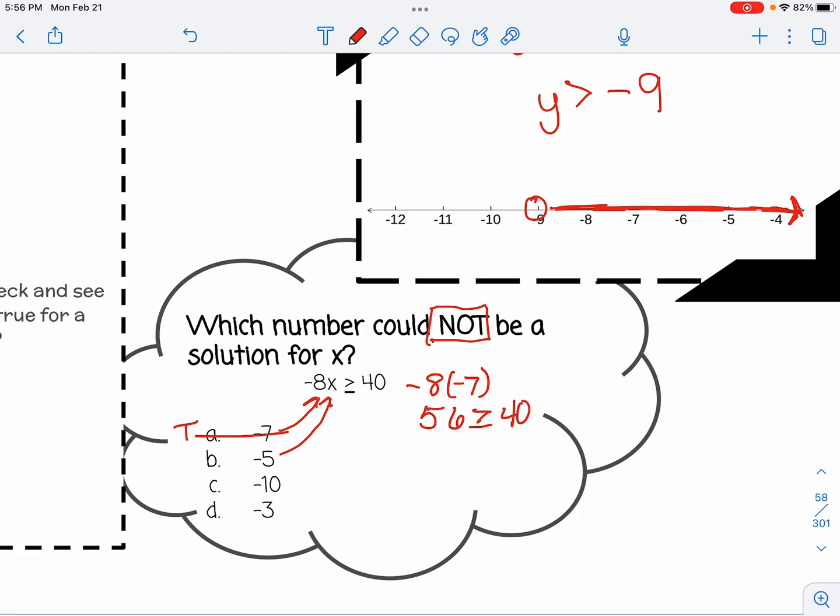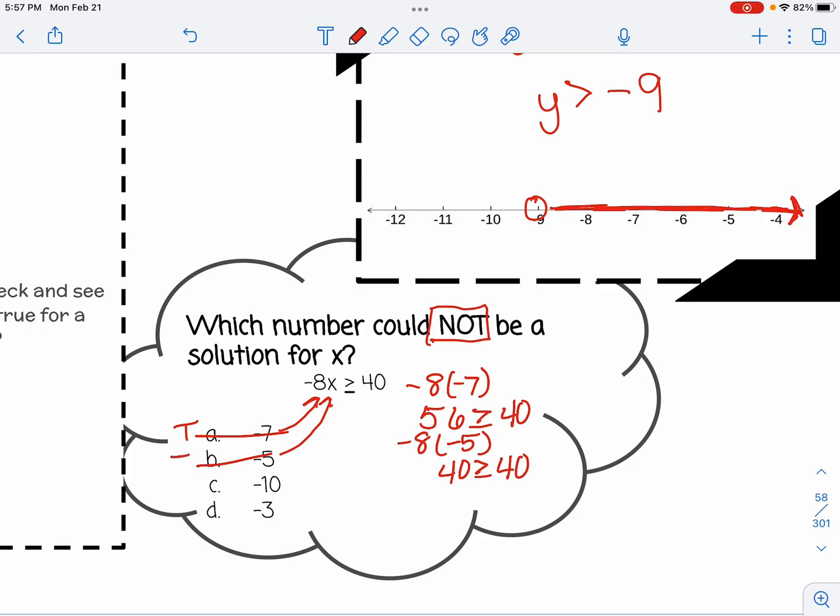Then when I have negative 8 times negative 5, when I go and substitute x for negative 5, I get 40 is greater than or equal to 40. Well, that is true, so that is not my answer.